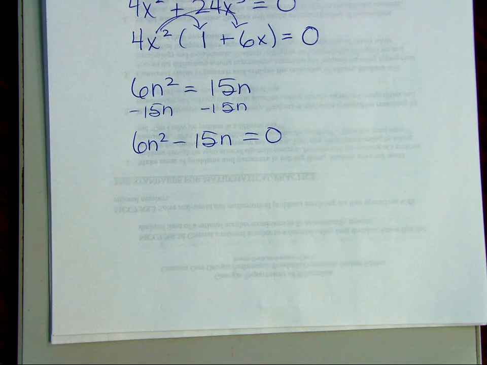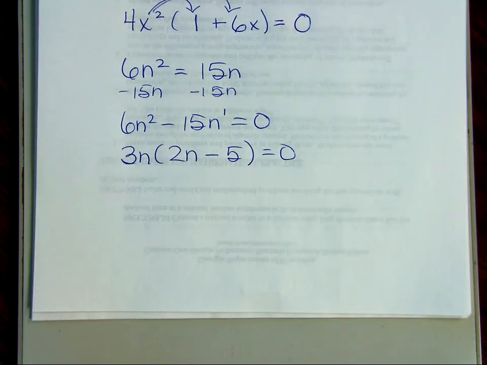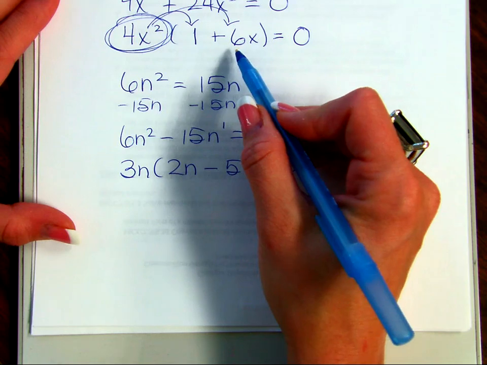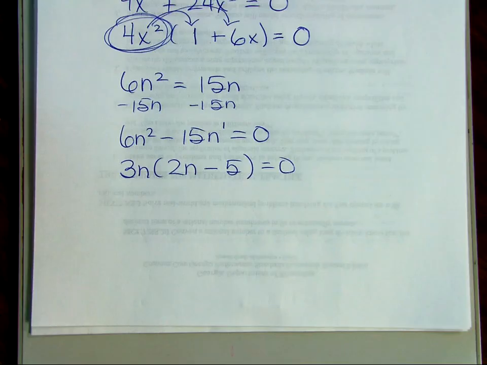Now, you're also going to see something like this. 6n squared equals 15n, which means you see the equal sign, but you don't see the 0. So I want you to get it to equal 0, which means everything with a variable has to be on the left-hand side over here. So what would you do to get that equal to 0? Just subtract it from both sides, right? So that's going to give you 6n squared minus 15n equals 0.